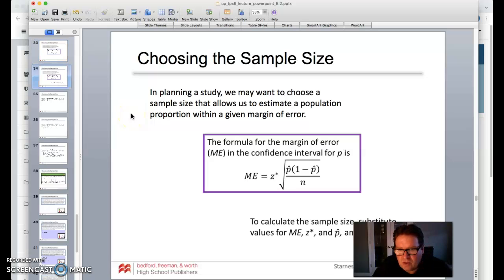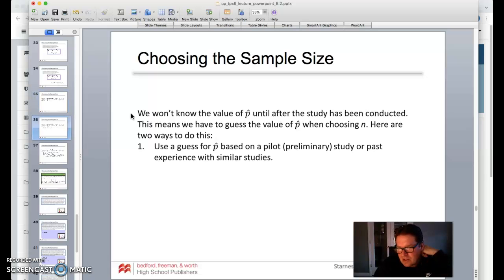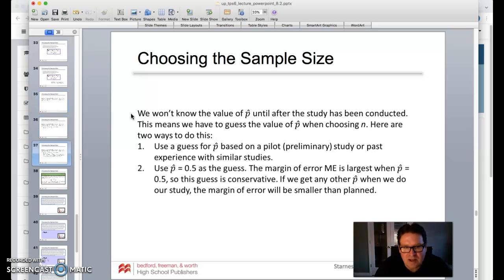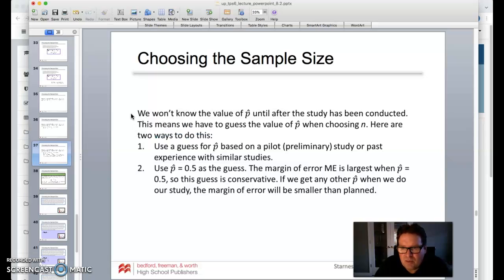Again, to calculate sample size, substitute values for the margin of error, z star and p hat, and solve for n. Now, we don't know the value of p hat until after the study's been conducted, so this means we have to guess. Here are two ways. One is to look at a preliminary study or past experience and base it on that. Or the rule of thumb is to use 0.5 as a guess. The margin of error is largest when p hat is 0.5, so this is conservative. If we get any other p hat when we do the study, your margin of error will be smaller than what we actually planned. It'll actually be better. So when in doubt, just use 0.5 as our p hat.